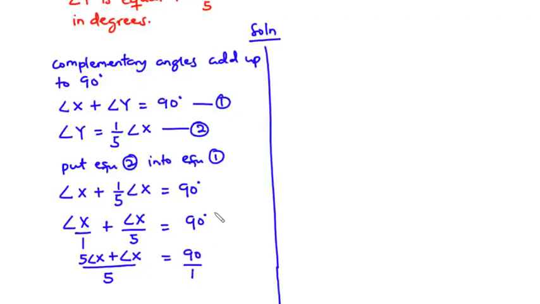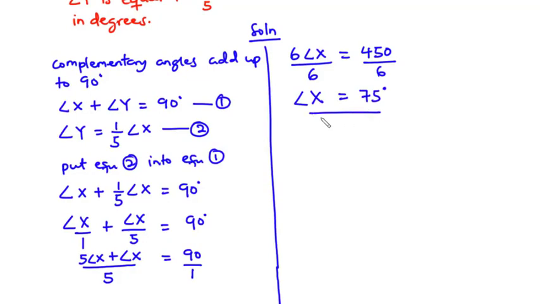Now we can cross multiply at this point. So here we have 5 angle x plus angle x, that is 6 angle x, and that is equal to 5 times 90 is 450. Now obviously 6 angle x times 1 is 6 angle x, so we can divide through by 6 to find the value of angle x. 450 divided by 6 is 75. Therefore we have angle x to be equal to 75 degrees.